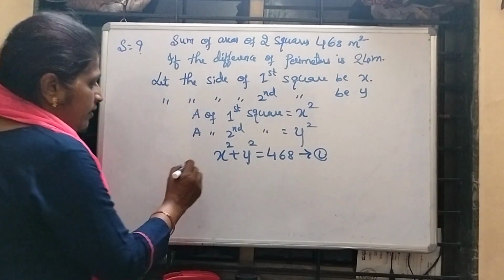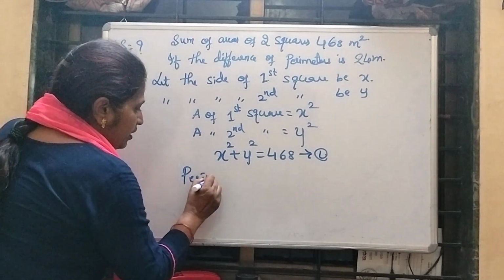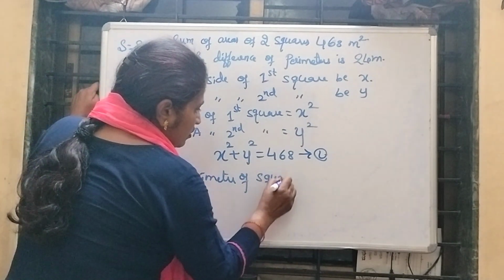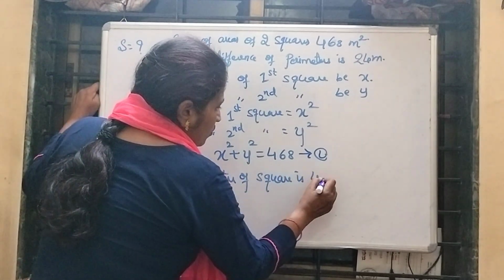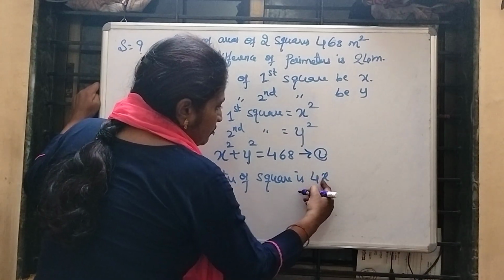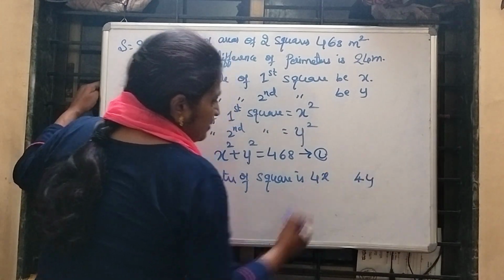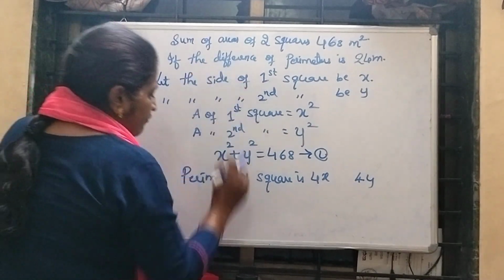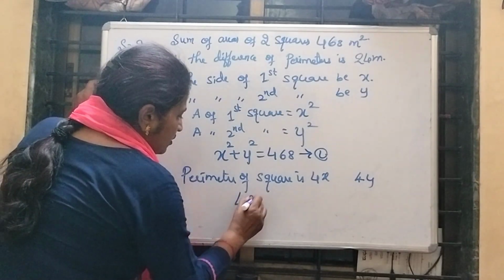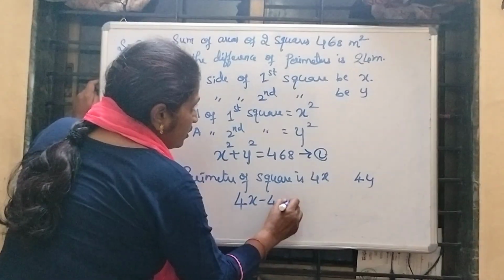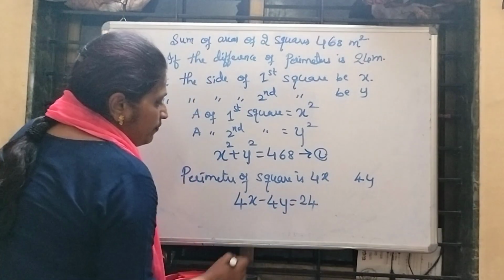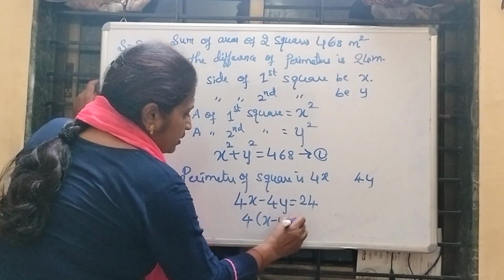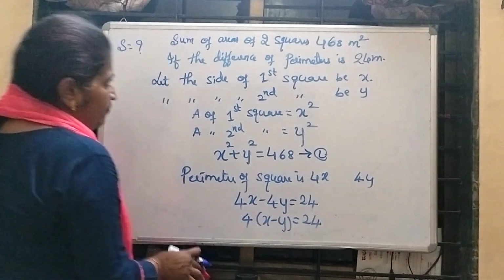Perimeter of a square is 4 into side. The first one becomes 4x, the second one becomes 4y. So the difference they have given, 4x minus 4y is equal to 24. Here you can take 4 common: x minus y is equal to 24.